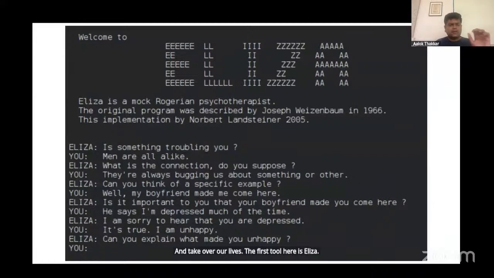Eliza was this counseling tool which was built. And look at the irony. All of you started with psychology, counseling, emotions can never be done. But the first chatbot ever built was exactly for that.